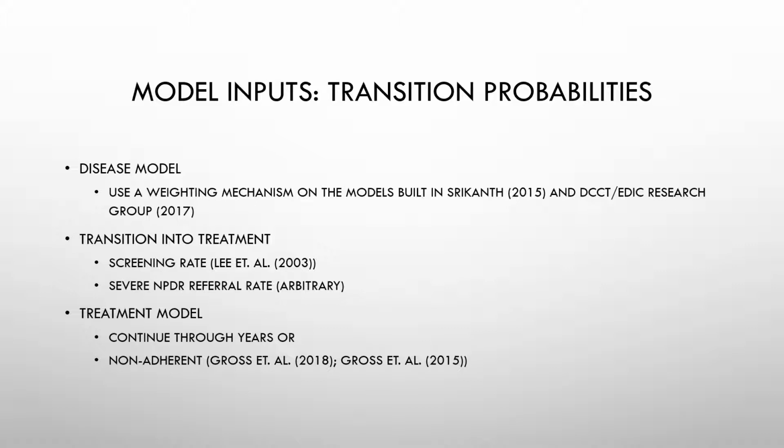And then if you're in the treatment model, you're either going to continue or you're going to become non-adherent. And the non-adherent probabilities are governed based on the number of people that left the clinical trials, because that is reported year after year in the Gross et al. papers. It's not the best data set, but there's really nothing else out there to be able to model this, and we wanted to get some idea of the concept there.